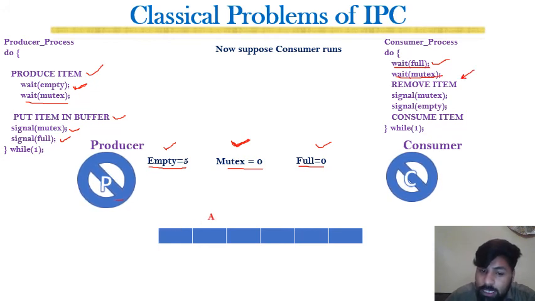So for example, a has been removed, and after that it will have to signal on mutex. Once mutex is signaled, its value will be incremented and mutex will become 1. Another thing is that it will also issue signal on empty. Empty was previously 5, and now it has been signaled, so it will be incremented and empty will become 6. And finally it will have to consume the item, so a will be consumed, and it will be with the consumer process.